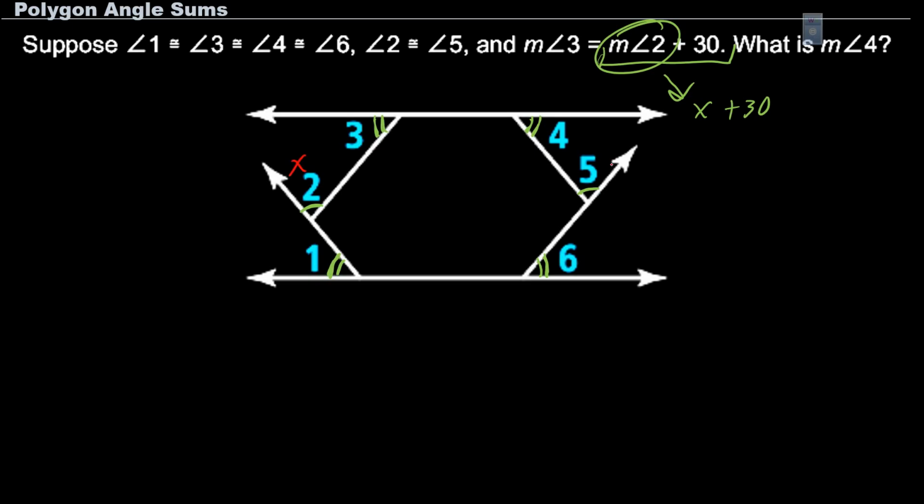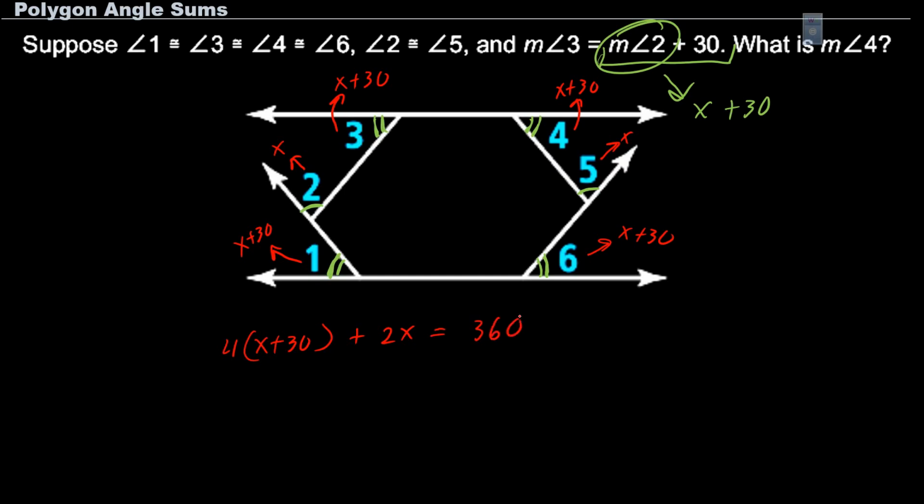So x plus 30, x plus 30, and then x plus 30, and x plus 30. So now we actually have all of our measurements, and they all have to add to be 360. So x plus 30, 4 of them, plus 2x's, that has to equal 360.